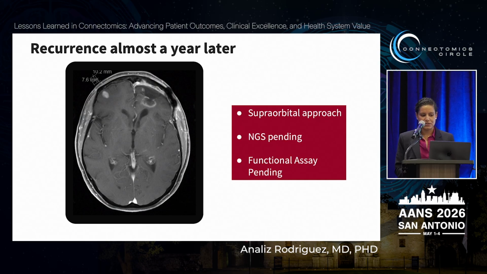So for this one, we did a supraorbital approach, and then again, the same iterative pathway to try to help her live longer. But again, the index surgery is most important for overall survival, and having that confidence to actually rely on connectomics over some traditional things like awake mapping.